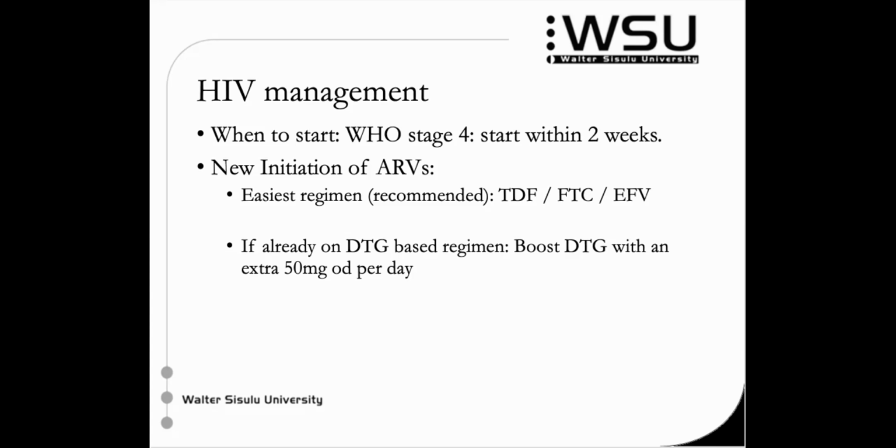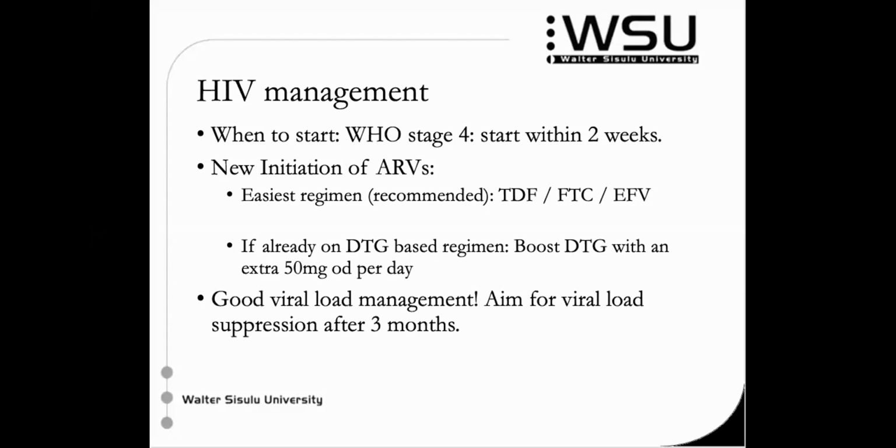If the patient's already on a dolutegravir-based regimen, remember that you have to boost your dolutegravir with an extra 50 milligrams per day because you are combining it with rifampicin. And of course, if they're on a Aluvia-based regimen, remember you're going to have to double your dose of your Aluvia again because you're giving it with that rifampicin. And the most important thing is make sure your viral load is suppressed. So keep an eye on that viral load. Make sure your viral load at 3 months is suppressed if you first started your ARVs, and your goal is to keep them virally suppressed throughout their treatment.